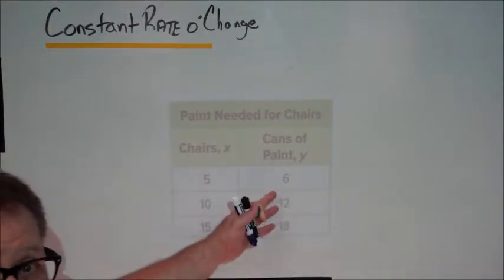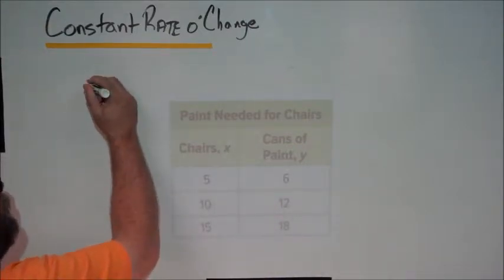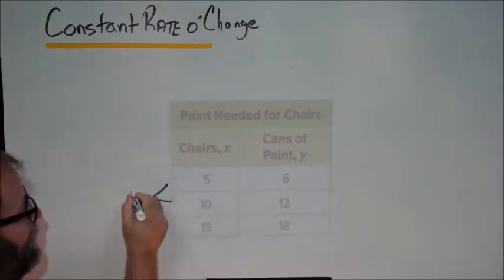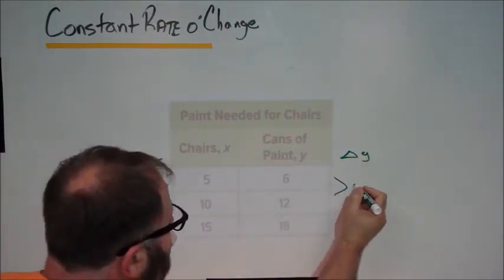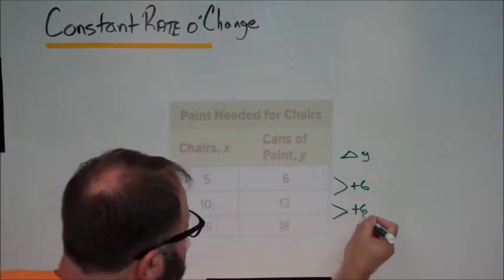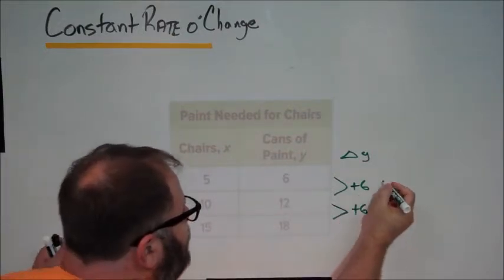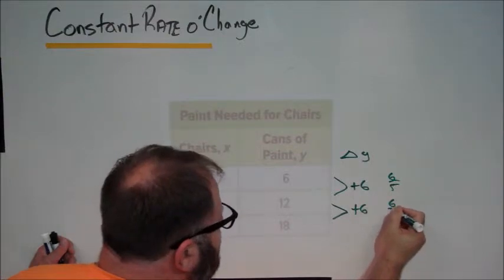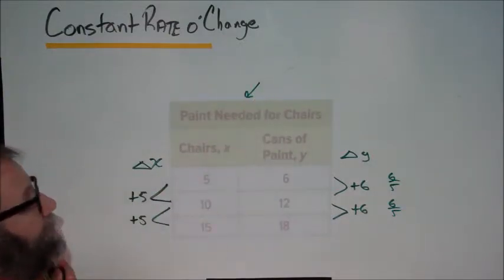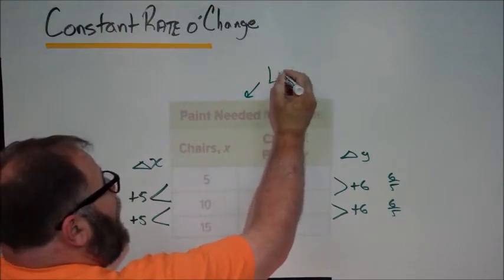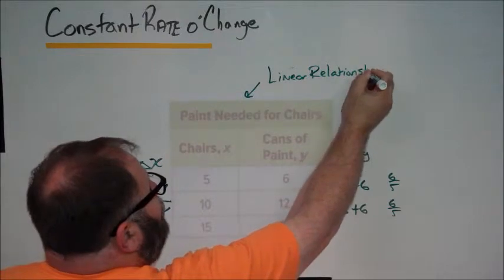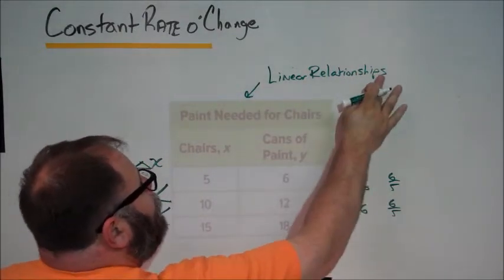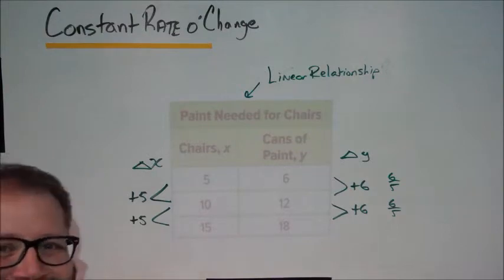So let's do that first with this table right here. Let's check for a constant rate of change. My caret goes in plus 5, my caret goes in plus 5, that's my change of x. Then my change of y is plus 6, and then I check my ratios here, 6 to 5, 6 to 5. So what we've determined about this table is that we have a linear relationship. But there's only one of those, linear relationship, okay?